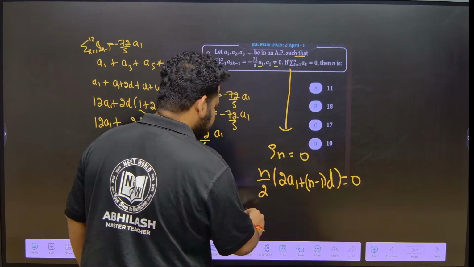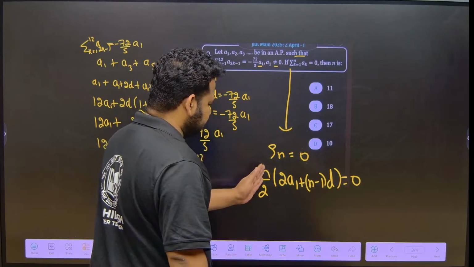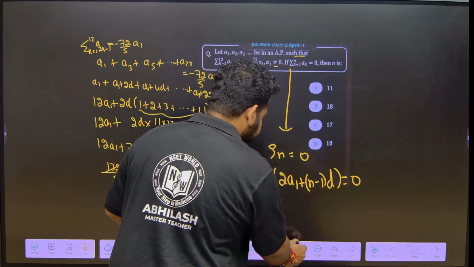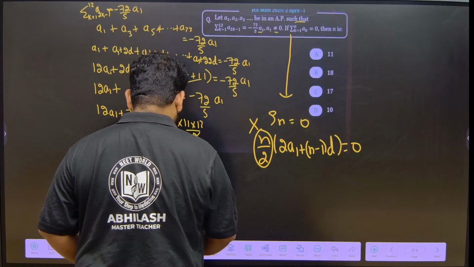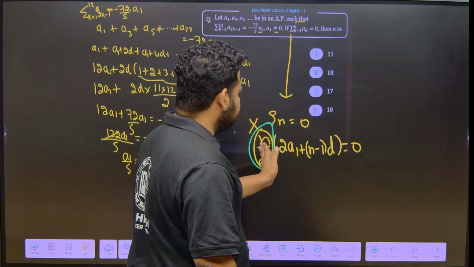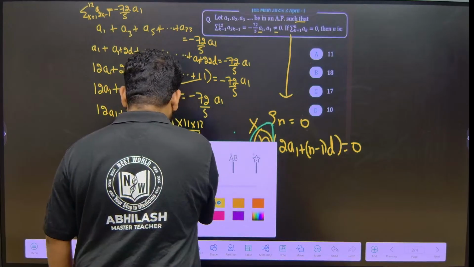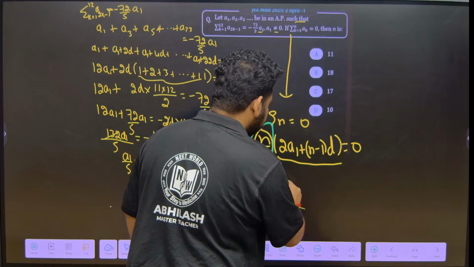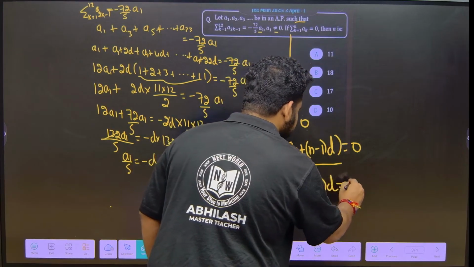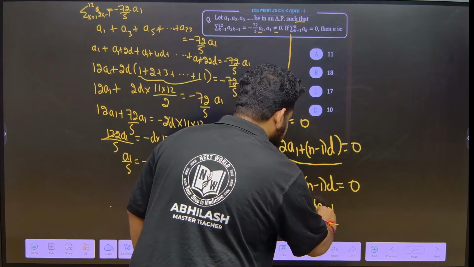That means 2 will go to the other side, it will become 0. But understand one thing, this number of terms cannot be 0. So definitely this one cannot be equal to 0. This is a very important step. So I should make this other part equal to 0. I will write it as 2a1 plus n minus 1 into d is equal to 0. So I can write this as 2a1 is equal to minus n minus 1 into d.